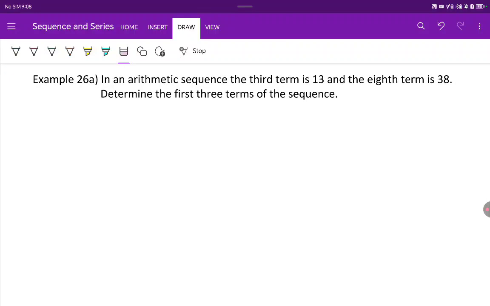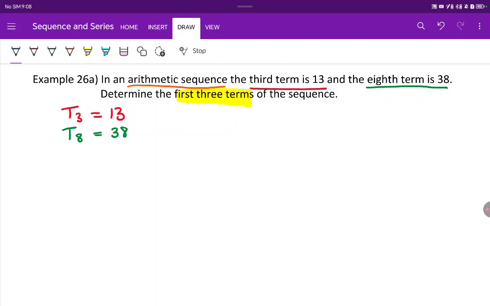What I need you to know when it comes to this is, okay, let's read the question. The question says that in an arithmetic sequence, the third term is 13. So I'm going to take that and say, my first piece of information is this is arithmetic, right? Term 3 equals 13. The next thing they tell me is that the eighth term is 38. Term 8 is 38.